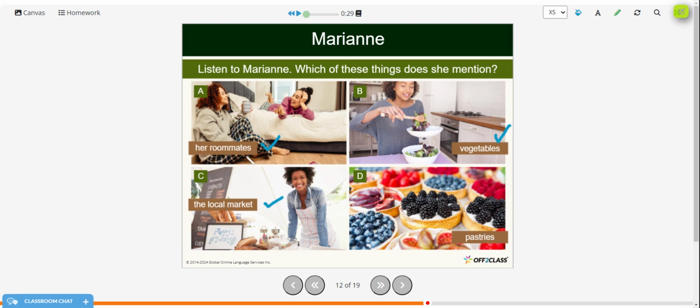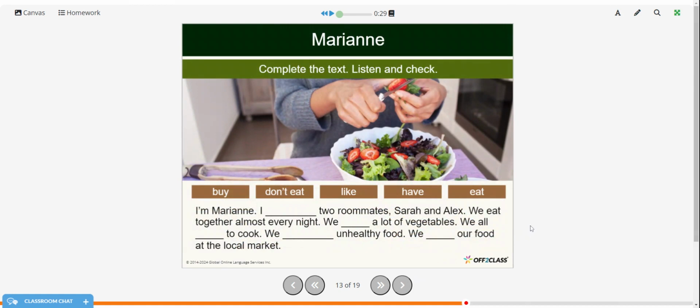Okay, so she mentioned her roommates, vegetables, and the local market. She said they don't eat unhealthy food, but she didn't say pastries specifically. She just said unhealthy food. All right, so then go ahead and see if you can figure out the words that go in the blanks. You can pause the video and write down your answers, and then restart when you're ready to check.